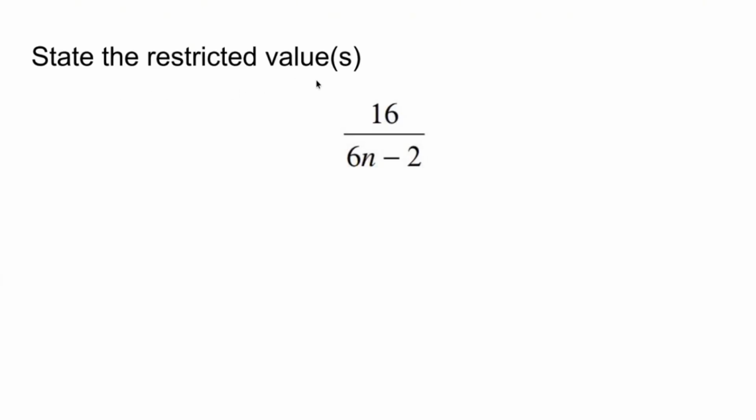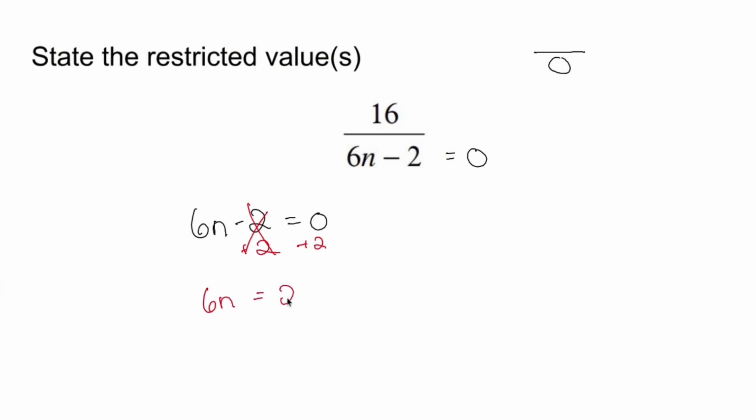State the restricted values. A restricted value is a number that you're not allowed to plug in because it would make the problem undefined. Well, what makes a problem undefined? If it's over 0. So what I need to do is find out what numbers make the denominator 0. So I have to find out 6n minus 2 equals 0. So we're going to add 2 to both sides, like so. Cross you out. 6n equals 2.